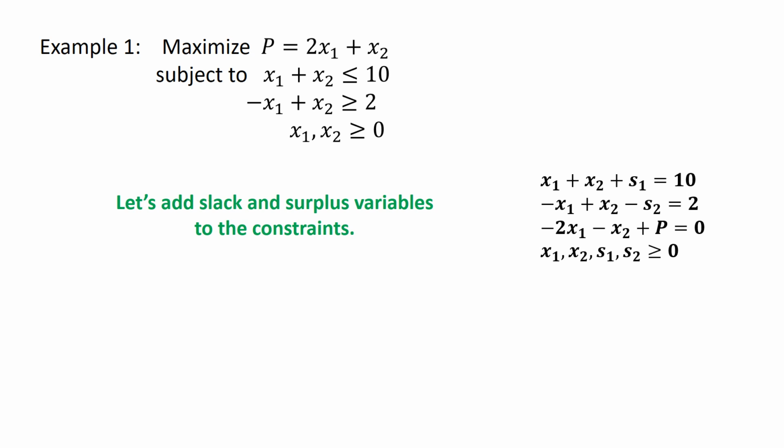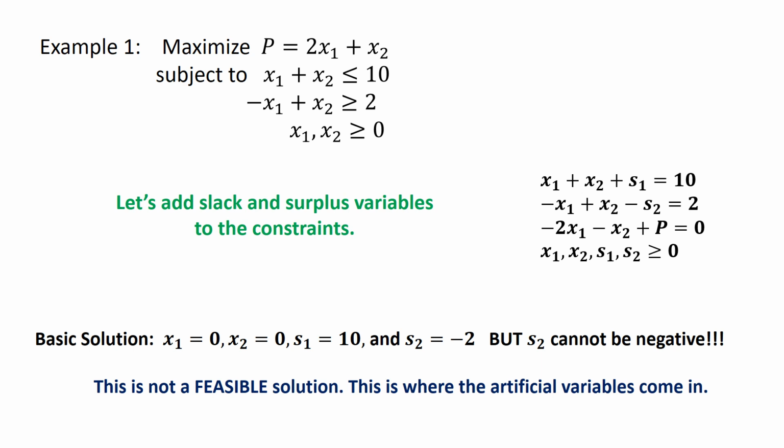Now, the problem is, in the basic solution, when x1 and x2 are 0, we can see in our first constraint that gives us an s1 value of 10. In the second constraint, when x1 and x2 are 0, we have negative s2 equals 2. So s2 has a negative value, but s2 cannot be negative. This is not a feasible solution, so this is where the artificial variables come in.